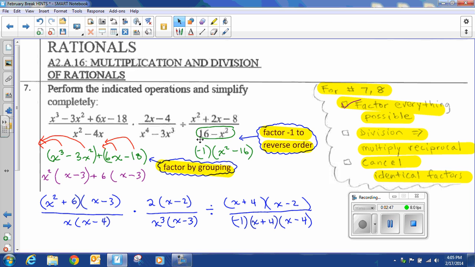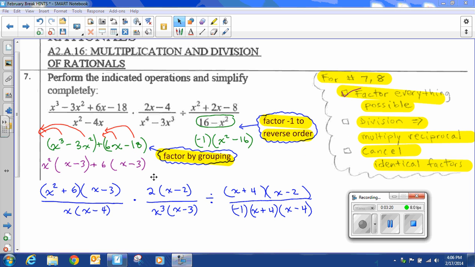And notice the denominator is 16 minus x squared. This is a difference of squares, but before we do that, we want to factor out a -1 so we can reverse the order. If you notice, everything else starts with the x's or x to some power. So over here we want to make this x squared minus 16. So in order to do this, we're going to use the -1 method. Factor out the -1, and now we have -1 times x plus 4, x minus 4.